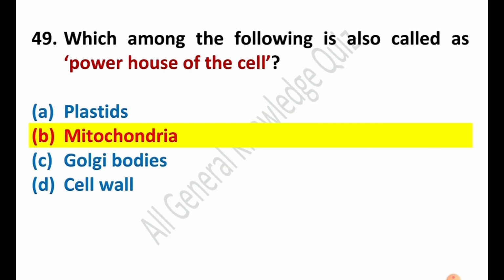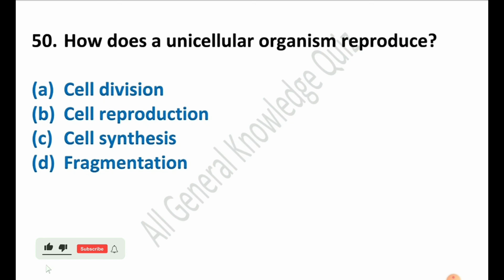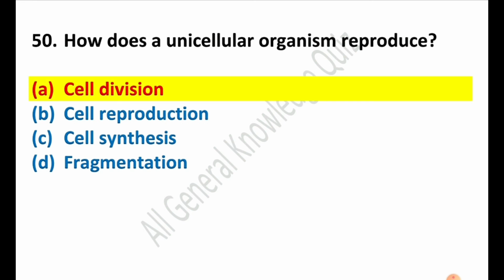The answer is option B, mitochondria. Mitochondria is also called the powerhouse of the cell. Question number 50. How does a unicellular organism reproduce? Option A, cell division. Option B, cell reproduction. Option C, cell synthesis. Option D, fragmentation. The answer is option A, cell division. A unicellular organism reproduces through cell division.